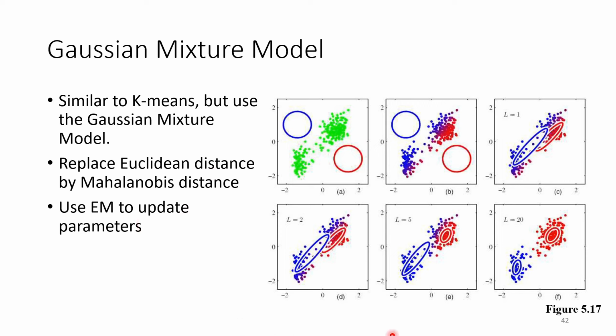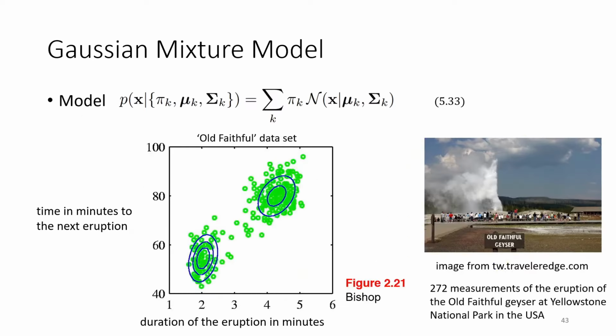Is there any real world case of the Gaussian mixture model? Yes, here it is. We saw this slide in a previous week, and we'll just show it again. For the Yellowstone Old Faithful geyser, the data set is a mix of two Gaussian models. And this is the definition of the mixture of Gaussians. There are several Gaussian distributions, and we use a coefficient pi to sum them up.